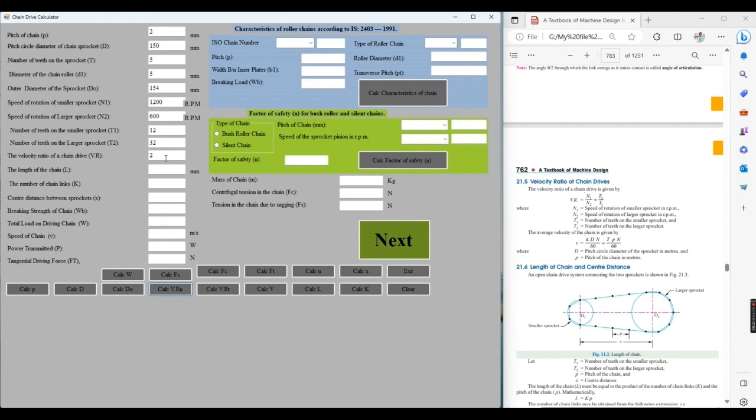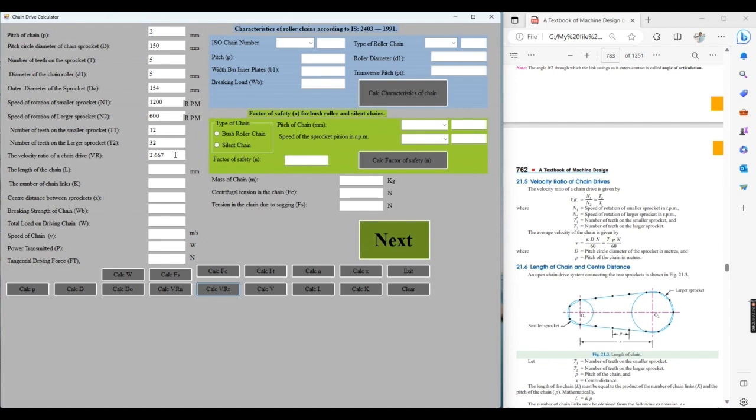By using the speed of rotation, it becomes 2, and the velocity ratio of a chain drive by using the number of teeth becomes 2.66. Here the values, 2 and 2.66, are different because we gave the values randomly. When you input the exact values, the velocity ratio by using the speed of rotation and by using the number of teeth for the same chain drive system becomes similar.